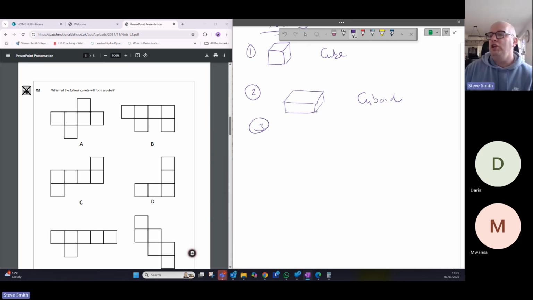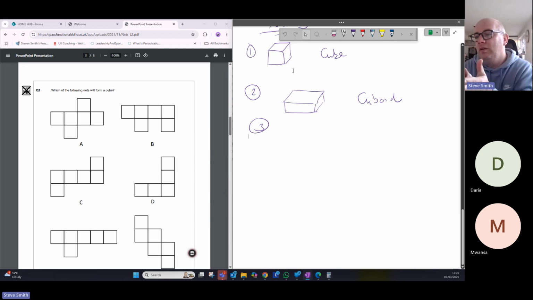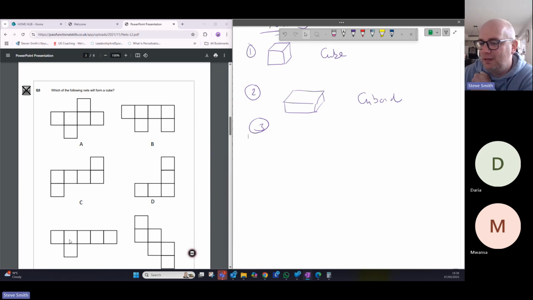Which one forms a cube? Which one of the following nets? So it's more than one. Okay, can we fold these up and think which one would form a cube? I'm looking at those. Does that one form? That one definitely does. No, it doesn't. No, that one. My God, my brain.